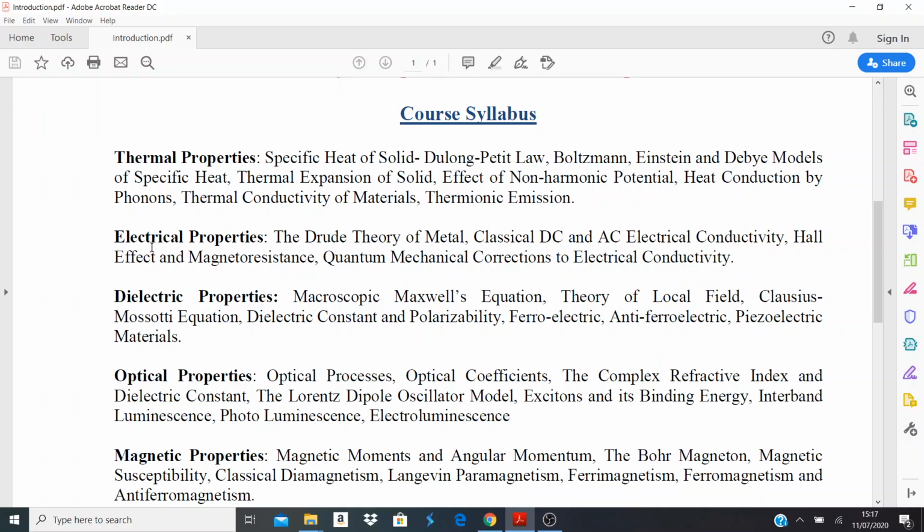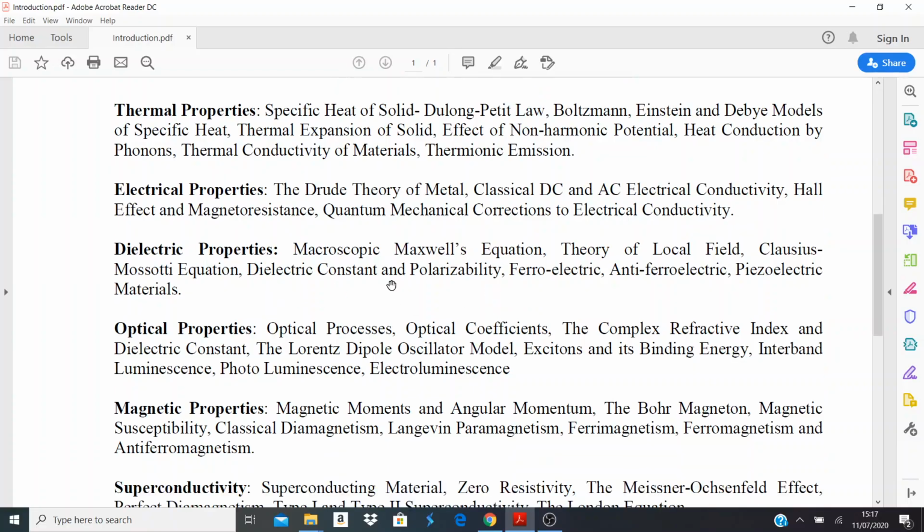Then in the dielectric property, we cover things like local field theory in the Maxwell's equation, Clausius-Mossotti equation, dielectrics, polarizability. In the optical property, you see we cover materials like Lorentz dipole oscillator model, what is luminescence, photoluminescence.